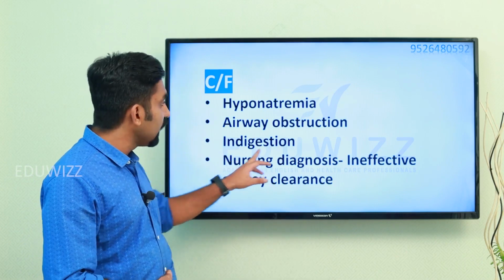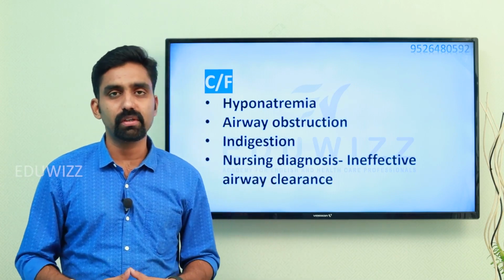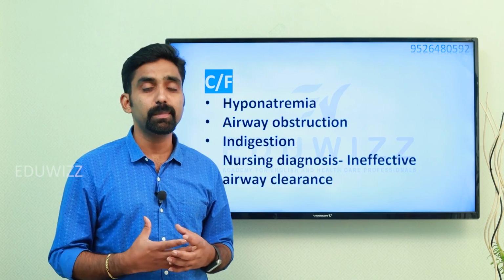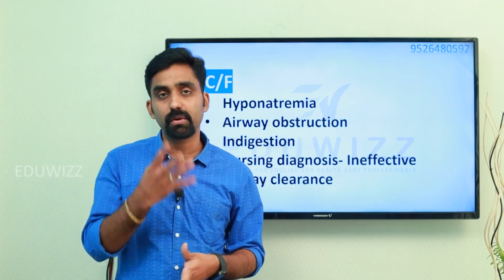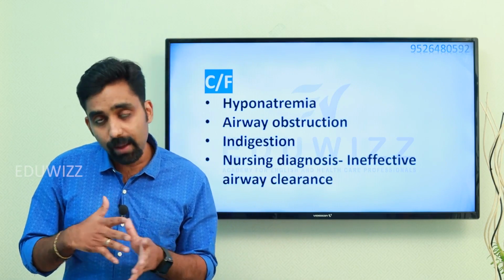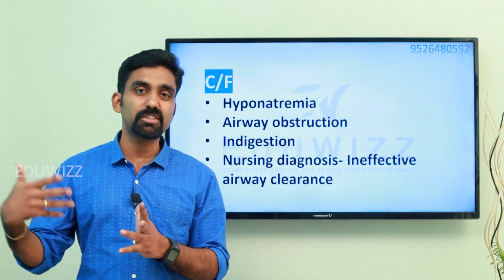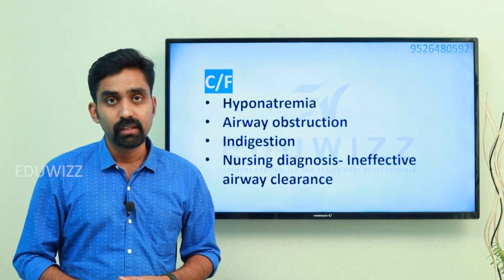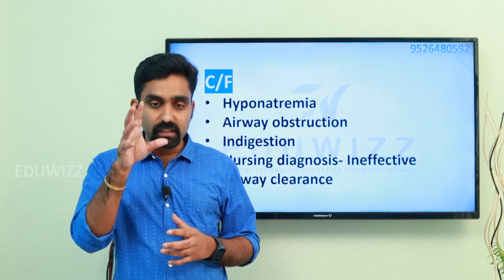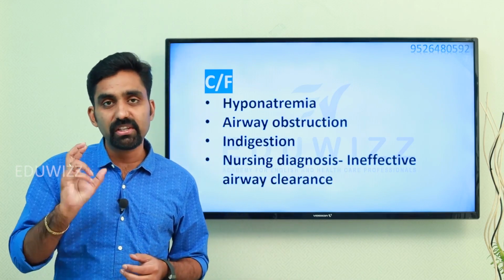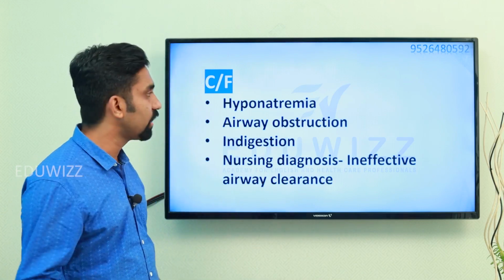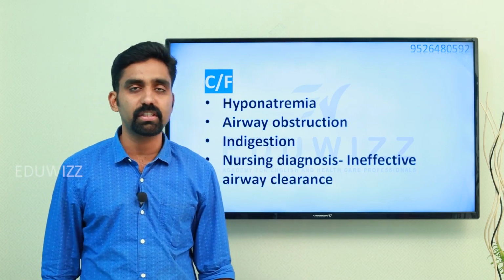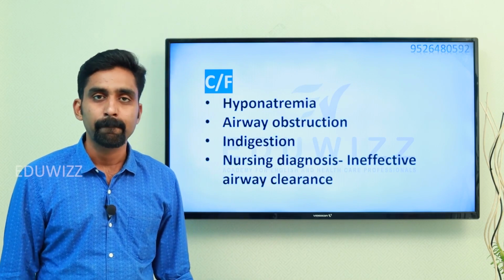And the next feature is indigestion. Why does indigestion occur? Indigestion occurs because the pancreatic juice is thick. If the pancreatic juice is thick, the digestion process will not happen properly. That can lead to digestive problems, indigestion. So these are the three main clinical features, but here I am going to tell you the question that has come from this related to the clinical features. They have asked, what is the priority nursing diagnosis for a cystic fibrosis child?